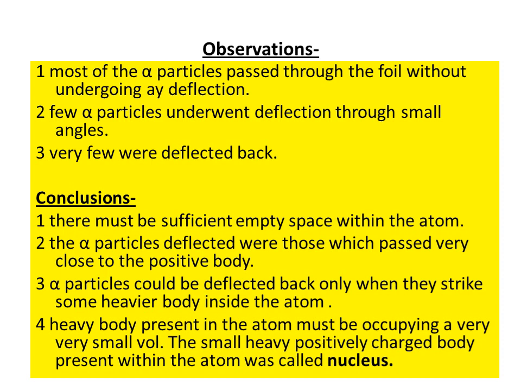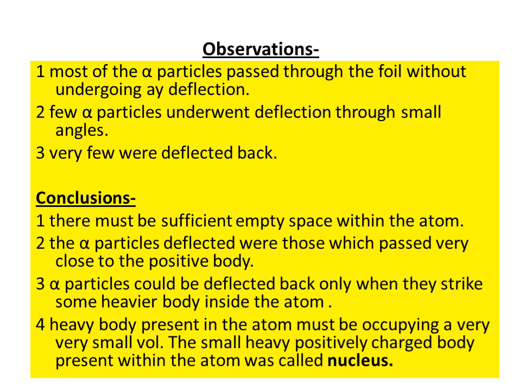Number 1. Most of the alpha particles, about 99.9%, pass through the foil without undergoing any deflection. Number 2. Few alpha particles underwent deflection through small angles. Number 3. Very few, only 1 in 20,000, were deflected back, that is through an angle greater than 90 degrees.